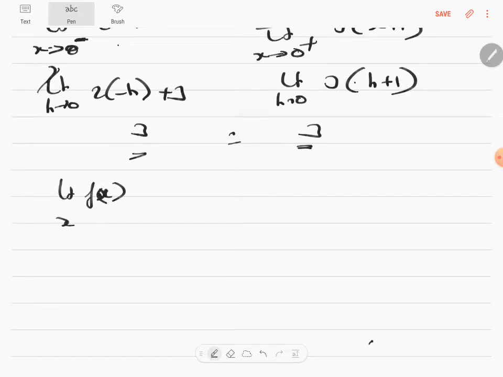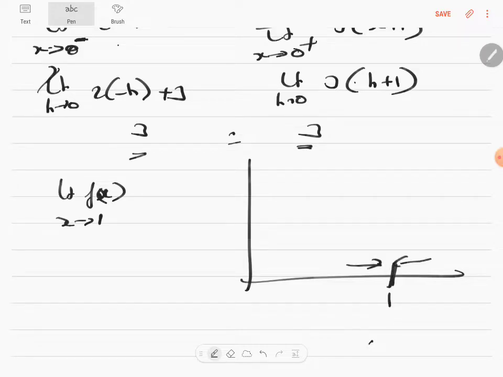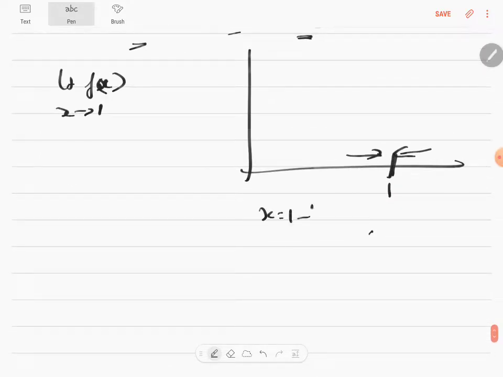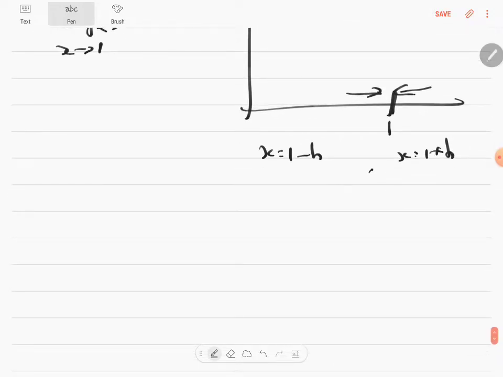Limit x tends to 1, which means you are going to approach 1 from the left and 1 from the right. x is equal to 1 minus h for the left limit and x is equal to 1 plus h for the right limit. You are going to approach 1 from the left, x tends to 1 from the left, and x tends to 1 from the right.